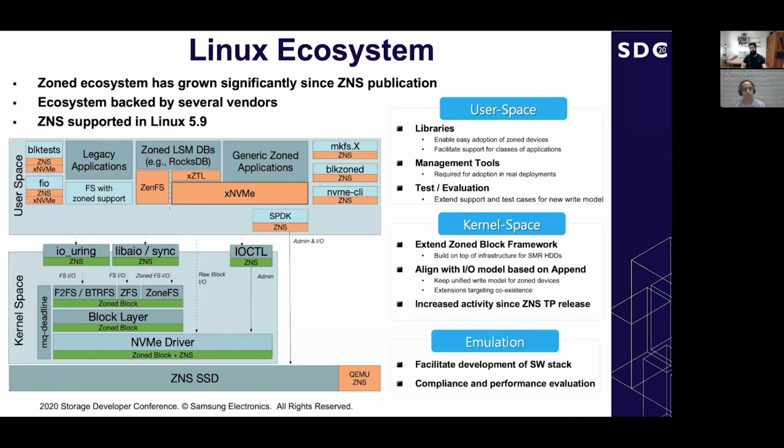Coming to the user space, there's an array of software getting ZNS updates. There are management tools like blkzone, nvme-cli, and performance and test tools such as fio and blktests. A couple of zone-aware file systems and DBs, and there are libraries such as xNVMe, which is going to help application development by providing a single unified API for multiple backends.